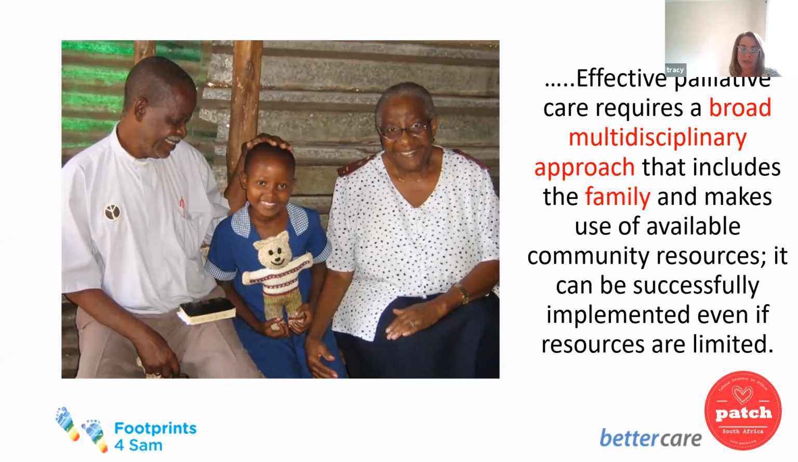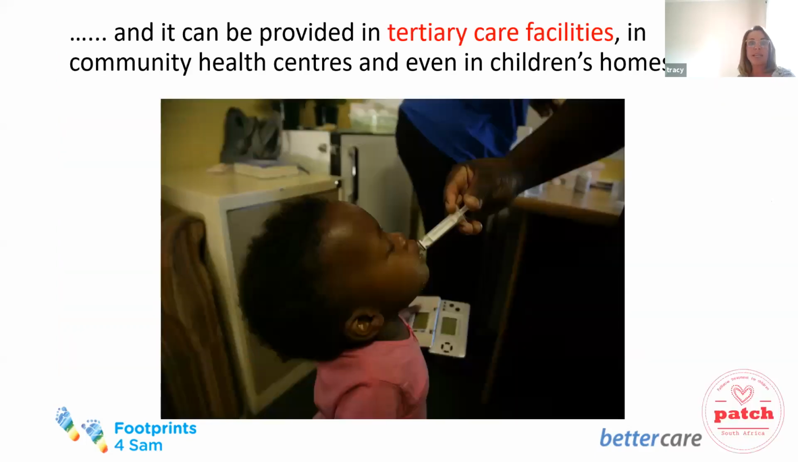And I think that was one of the reasons when we look back and we said, why is there no children's palliative care? One of these is that the answer is often resources are limited. But the definition of saying we can offer it no matter how many resources or lack of resources we do have. And then it can be provided in tertiary care facilities, in community health centers, and even in children's homes.